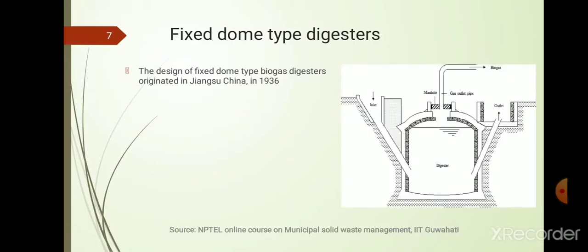And this is a schematic of a fixed dome. You can see a reactor with a dome, and we have an inlet pipe for feeding this biomass waste, and an outlet pipe for slurry. At the top of the reactor we have a gas pipe also.